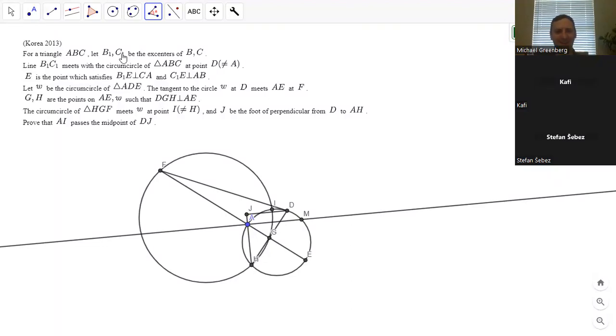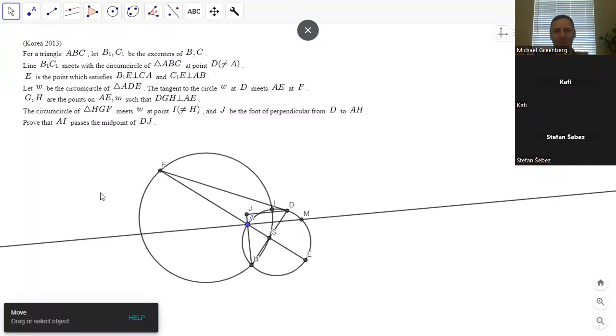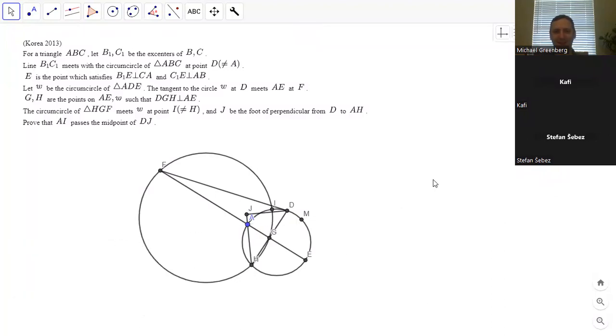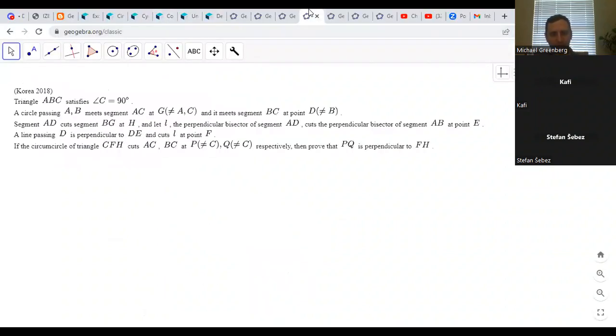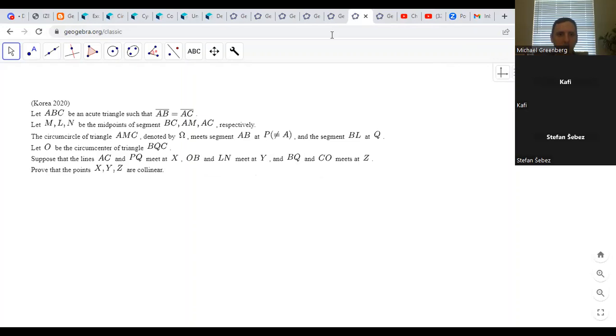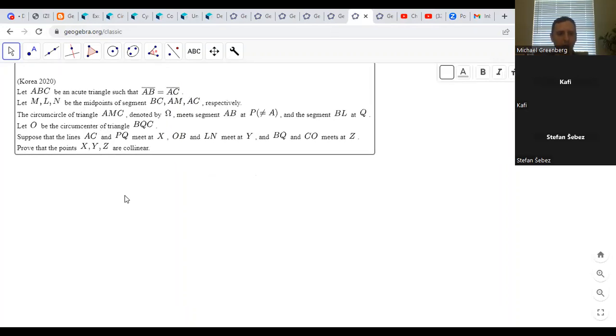Okay. Should I write up the solution from the start, or I think it's better we move on. Let's see. Okay, how much time do we have left? Let's see if we can find if any of these problems are better. Do you have anything which isn't from Korea? No, I took all the problems from there.